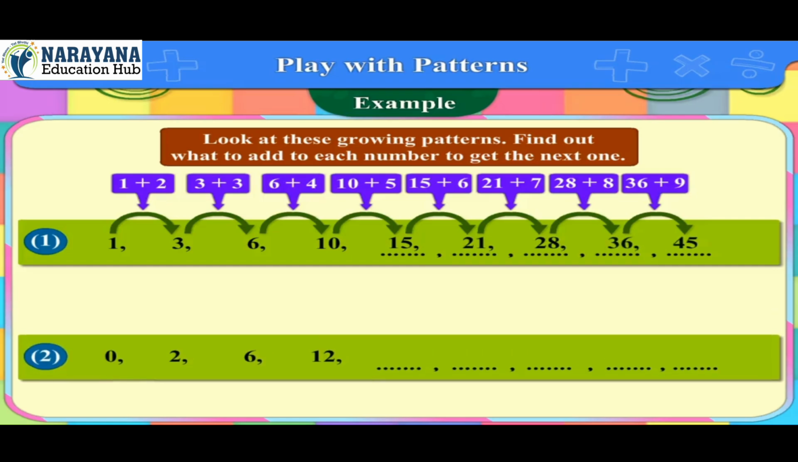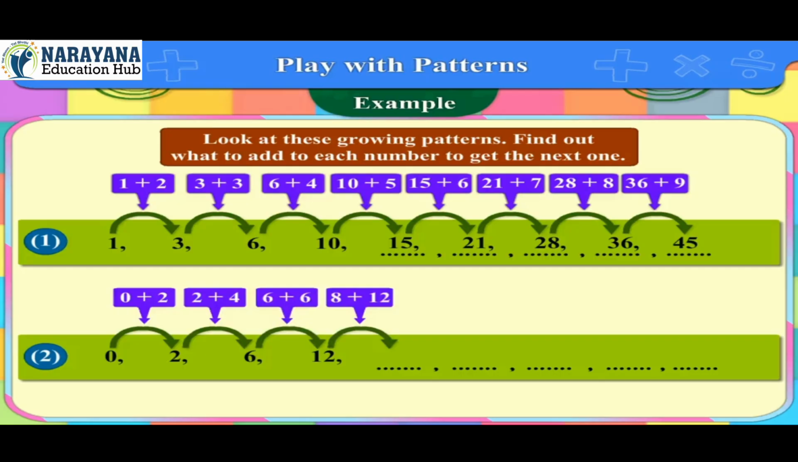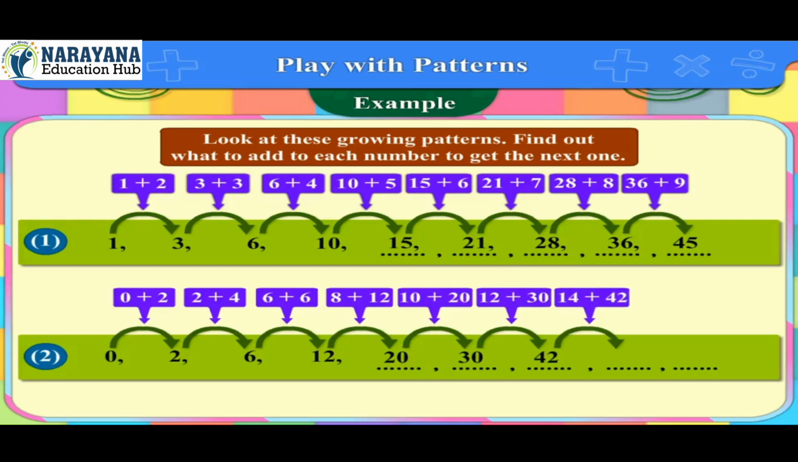In the second pattern, the numbers added are 2, 4, 6 respectively to get the next number. In the same manner, by adding 8 to 12, we get 20. By adding 10 to 20, we get 30. By adding 12 to 30, we get 42. By adding 14 to 42, we get 56. And lastly, by adding 16 to 56, we get 72.